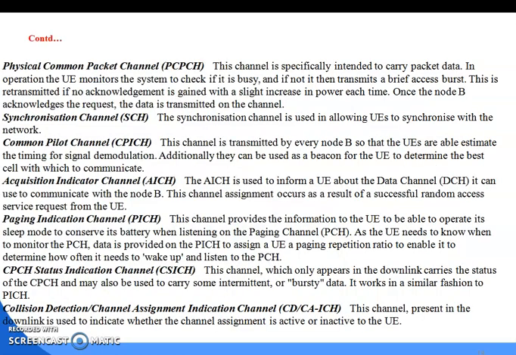Next, other channels: these are the Physical Common Packet Channel and the Synchronization Channel. The synchronization channel is used for allowing the UE to synchronize with the network. Common Pilot Channel, CPICH, and Acquisition Indicator Channel, AICH, Paging Indication Channel, PICH, also CSICH, the Status Indication Channel, Collision Detection Channel, or Channel Assignment Indication Channel.